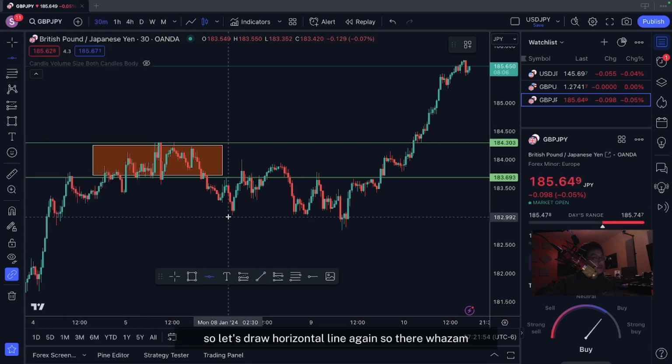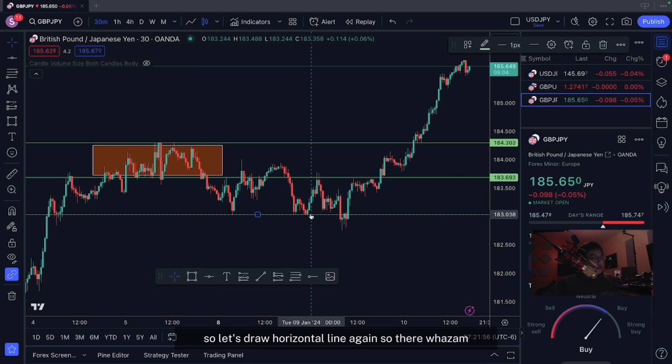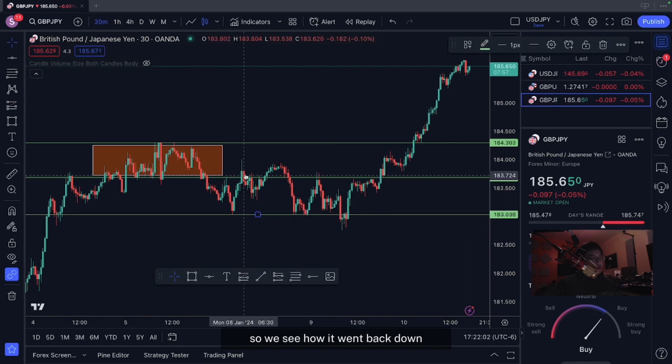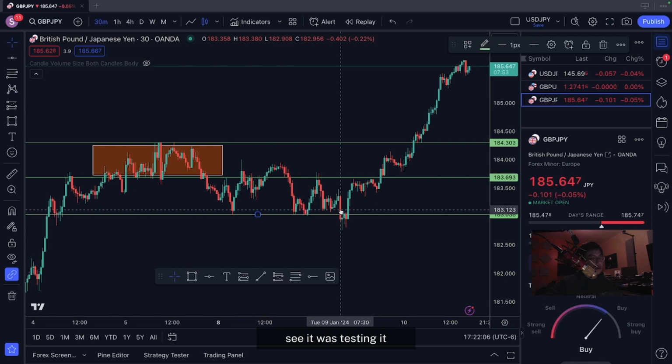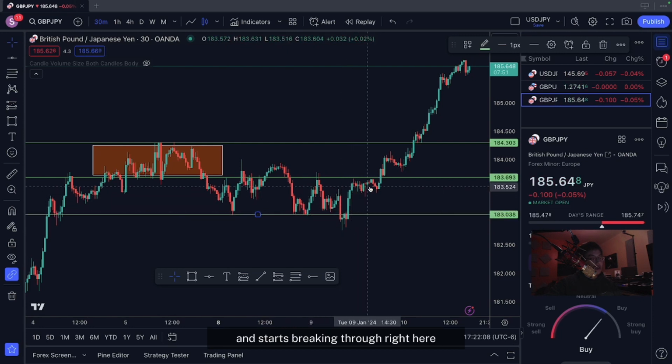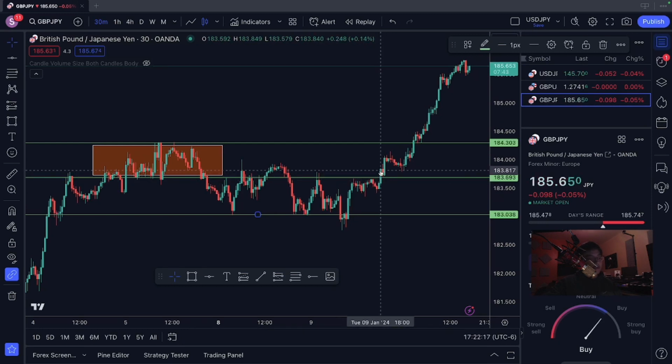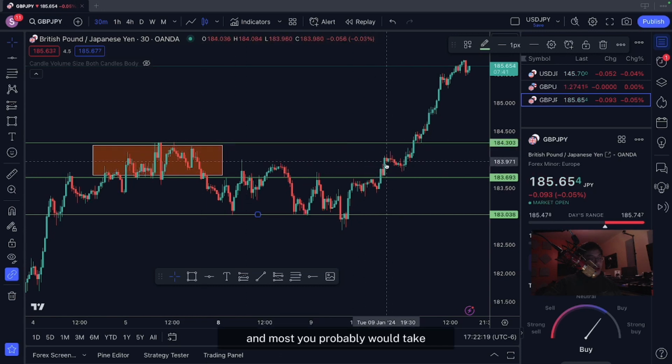So let's draw a horizontal line again. So there, bam. This is another zone of resistance support. So you see how it went back down. So it was testing it, and it starts breaking through right here. But let's say you enter your trade right there. At most you probably would take is around near the zone.